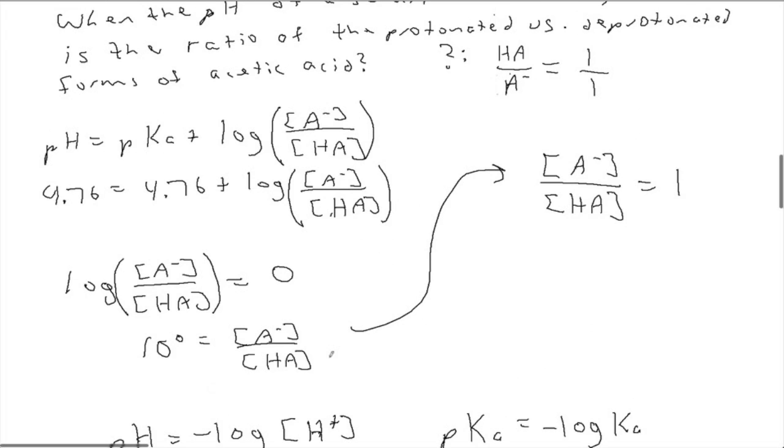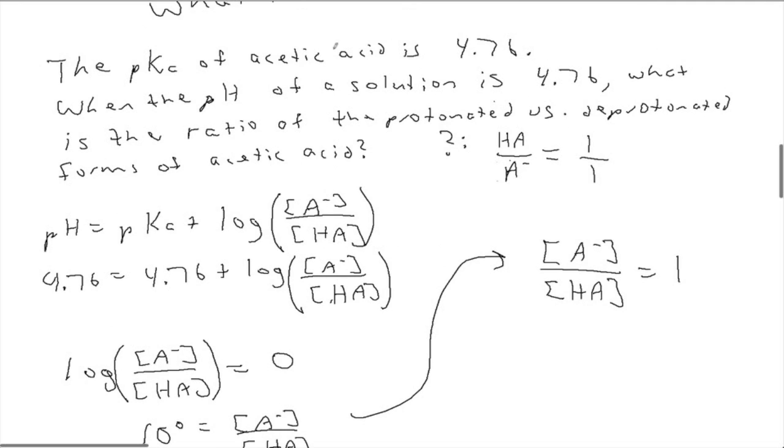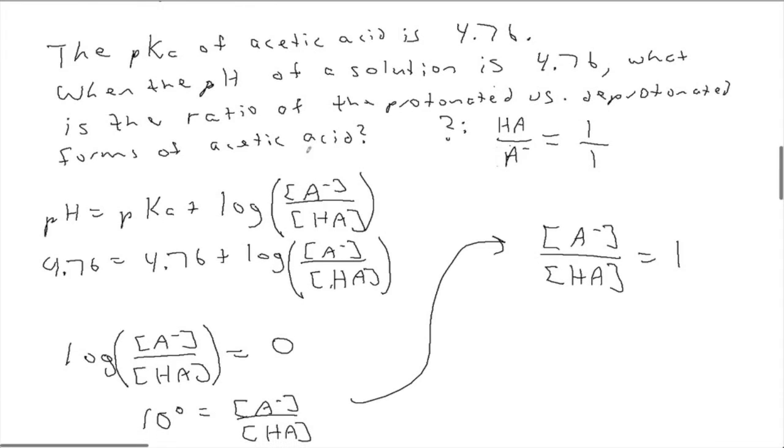Remember that here we did an example where the pKa of acetic acid was 4.76, and the pH of the solution was also 4.76. In this example, where the pH and the pKa were both 4.76, what was the ratio of the protonated versus deprotonated forms of the acid? 1 to 1. Yeah, what does that mean, 1 to 1? That they're equal. That means that we have equal amounts of both forms.